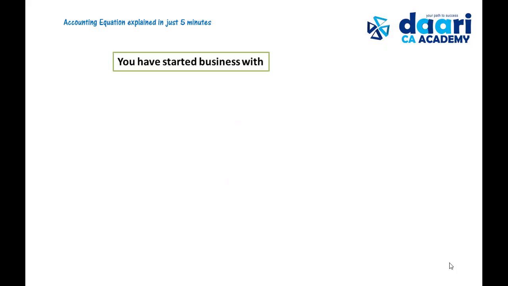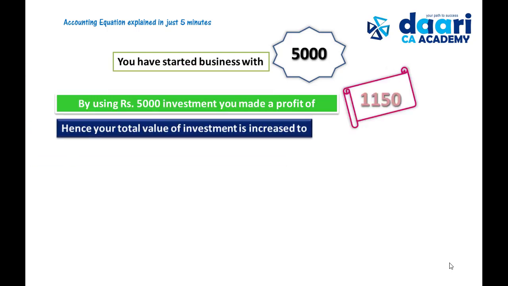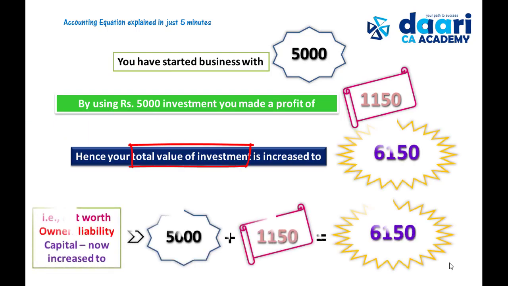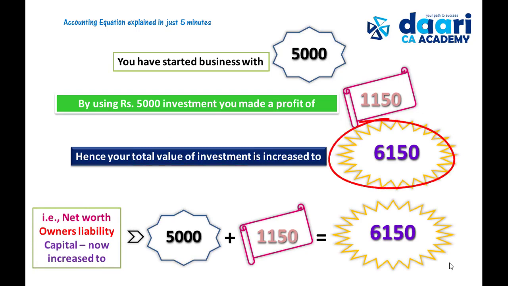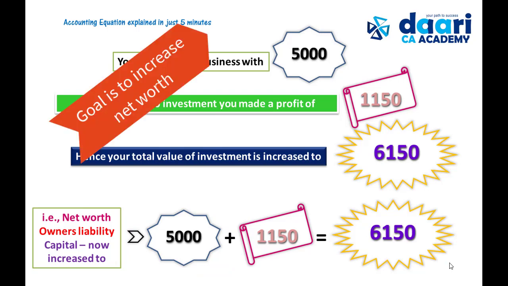Let us begin. You have started a business with 5,000 rupees. By using this 5,000 rupees investment, you have made a profit of 1,150. Hence, your total value of investment has increased to 6,150. So the increase in your total investment from 5,000 to 6,150 is nothing but an increase in net worth. Every business, or every businessman's objective, is to increase the value of the firm or the net worth of the business.